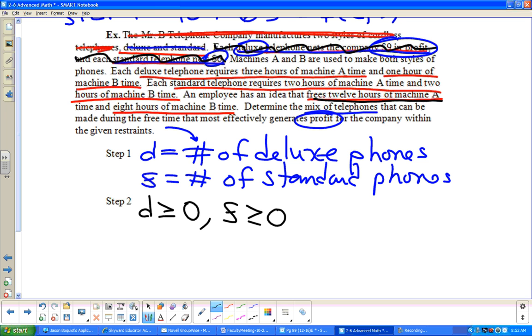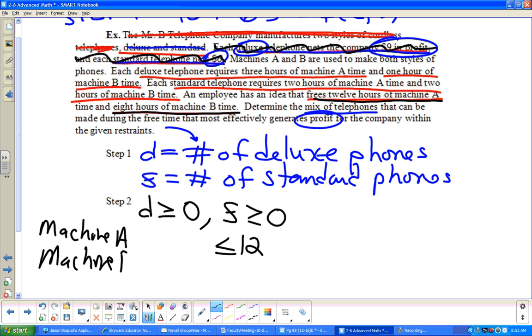And the other one is machine B time. And so I look at it this way, if I can't go over that, then there's time on machine A. So machine A is probably going to have its own inequality. Because I know in machine A, I have to keep it less than or equal to 12 if we're talking about time, correct? Because that's what it says for machine A. And machine B also has something I have to stay below or equal to, and that's 8 hours. Right?